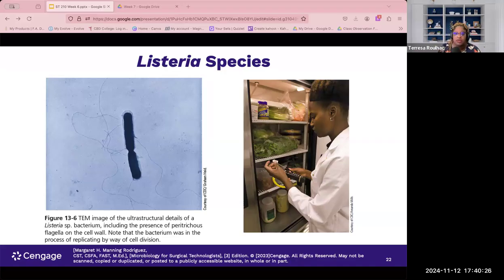Listeria bacteria stain purple when subjected to a gram stain. They're non-spore forming, unlike some other bacteria. Now, the enzyme catalase, what it does is it comes in and it breaks down the hydrogen peroxide and is used in laboratory testing to kind of determine what type of bacteria we are dealing with.